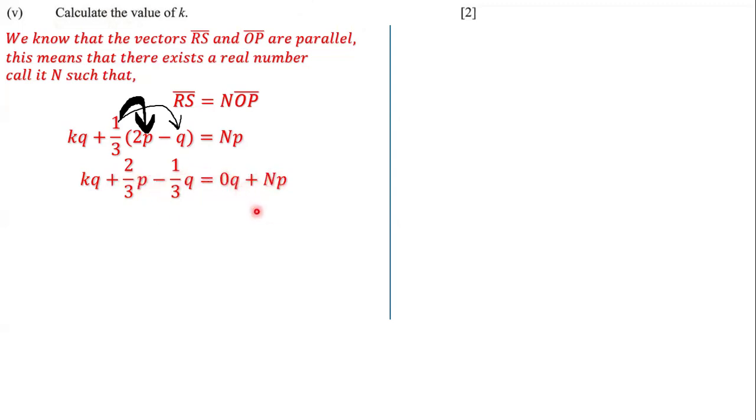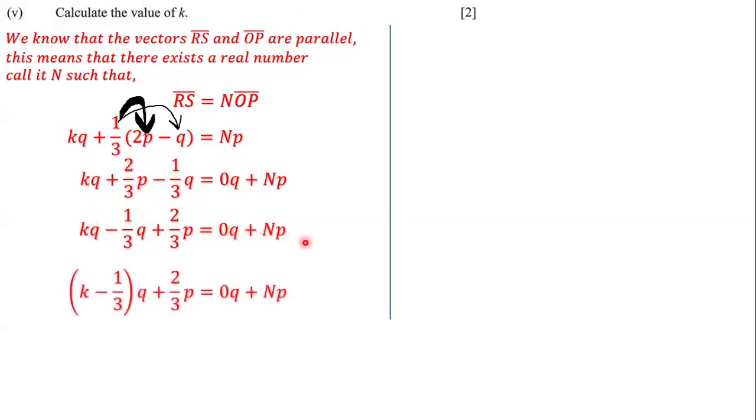And so if these two sides are equal, then on this side, what I did here, I said, okay, let me group together all my terms that have Q in them. So KQ has Q, and negative 1/3 Q has Q in it. So we have KQ minus a third Q, and then we have 2 over 3 P, okay? And so we have 0Q plus NP, all right?